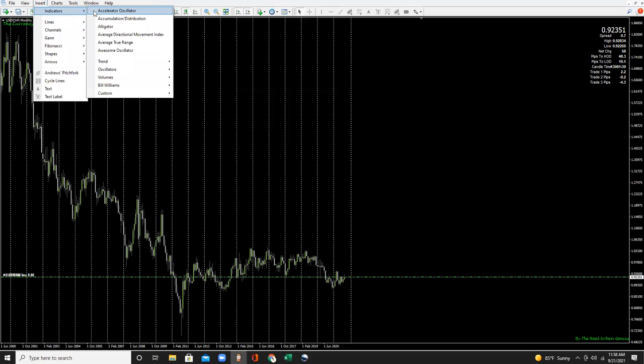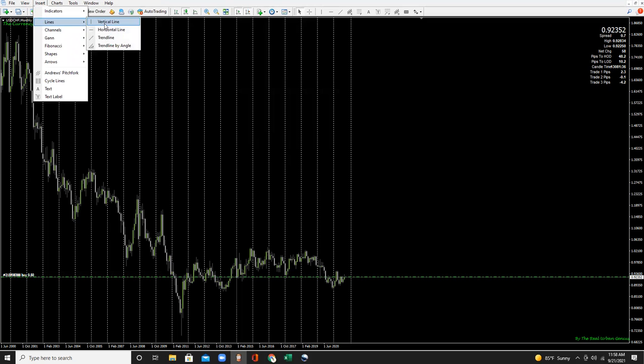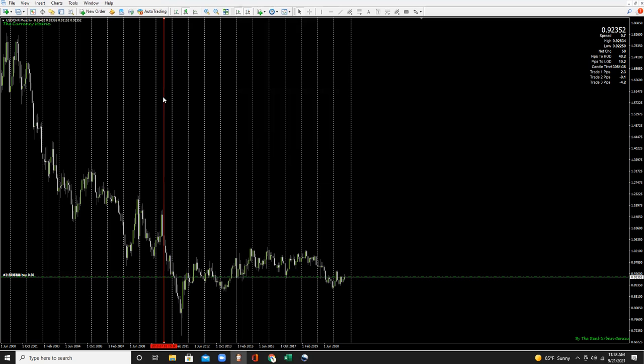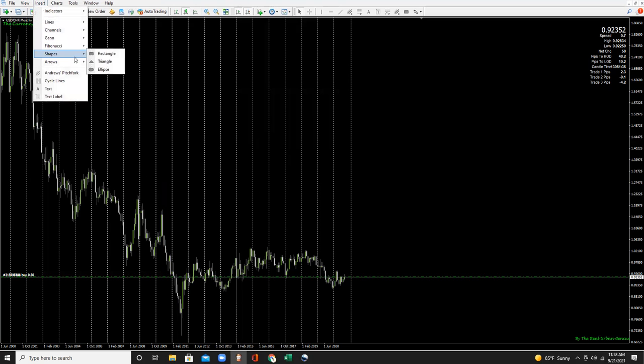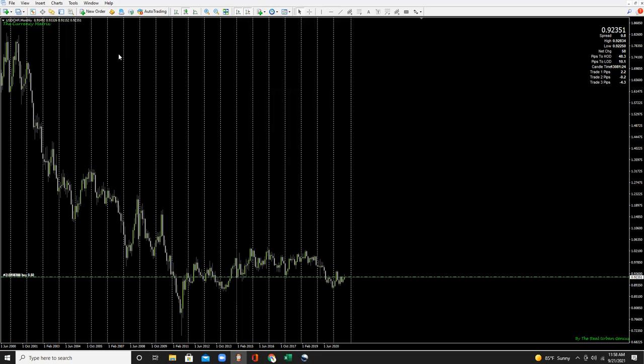All right, insert is where you would insert different indicators. This is where you'll get your lines, your horizontal, your vertical lines, your boxes, your rectangles, your triangles. You can have arrows, your Fibonacci's in here. We'll get to that later, but this is just where you'll find all your tools.